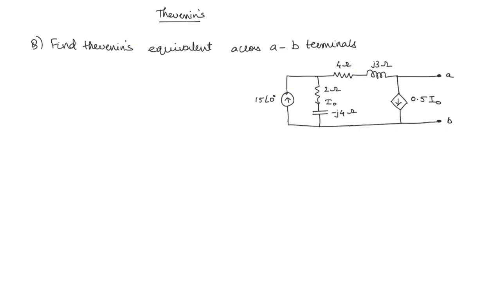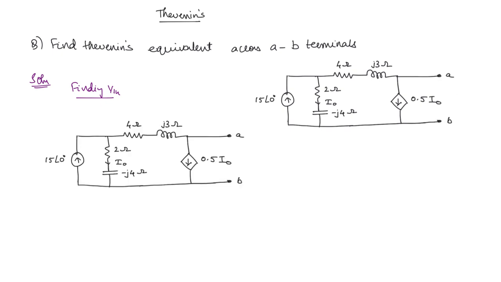So what should we do with the dependent source when we are finding the Thevenin's resistance? We cannot do anything. We cannot turn it off. So first we will start with the Thevenin's equivalent voltage, finding VTH. How to find VTH? We just have to find the voltage across the A and B terminals. So this is the voltage VTH that we need to find.